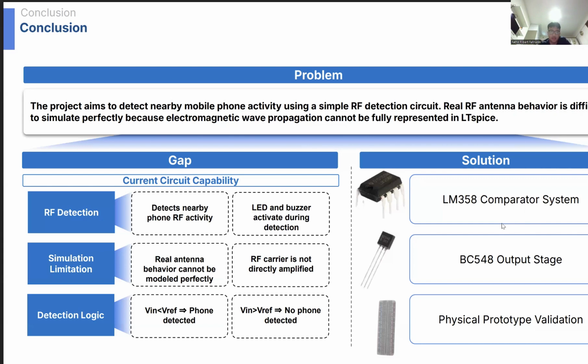So the simple logic is we need RF detection. When it detects nearby phone RF activity, the LED and buzzer will activate during the detection. And also for the simulation limitation, like I said before, we don't use a real antenna for the Proteus, but in reality it can still be implemented. And the logic: when VN is smaller than VREF, then the phone is detected. When VN is bigger, it's not detected.